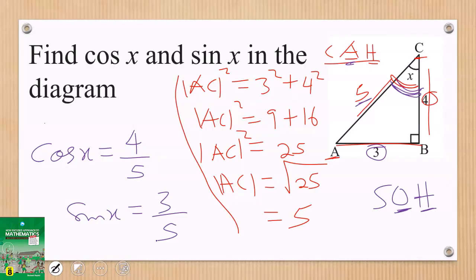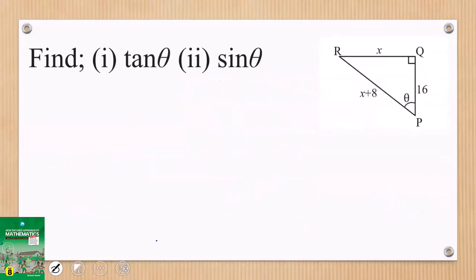Good. Now let's see the last example. Here we have to find tan theta and sine theta in this diagram. Now, because we want to find sine theta, we want to know the value of x so that we can find its value in terms of finding the sine or the tan.